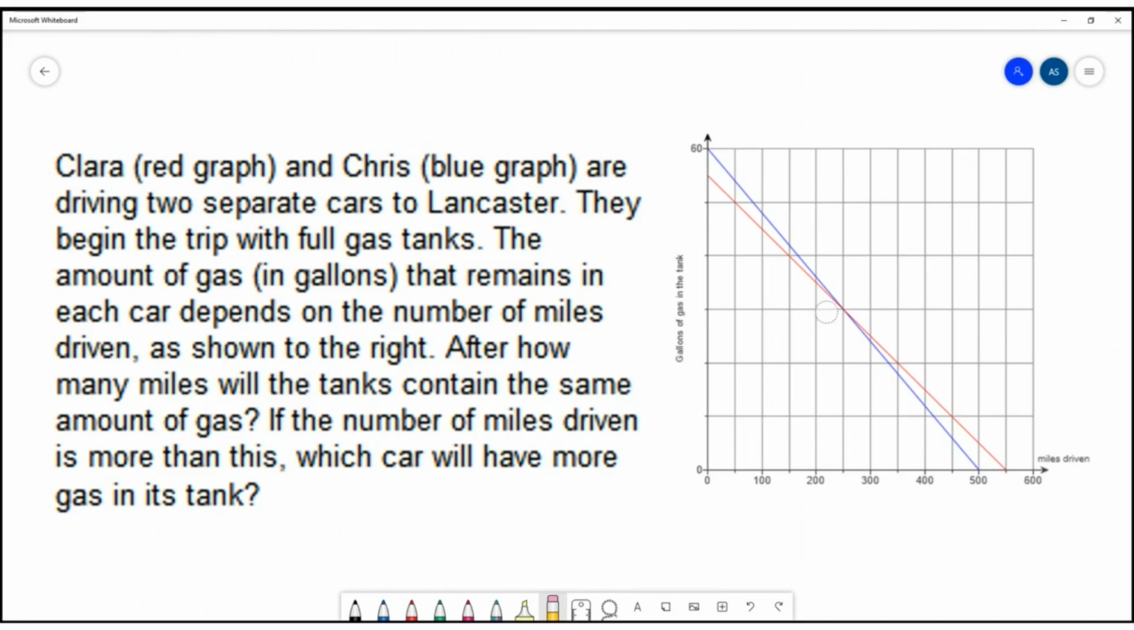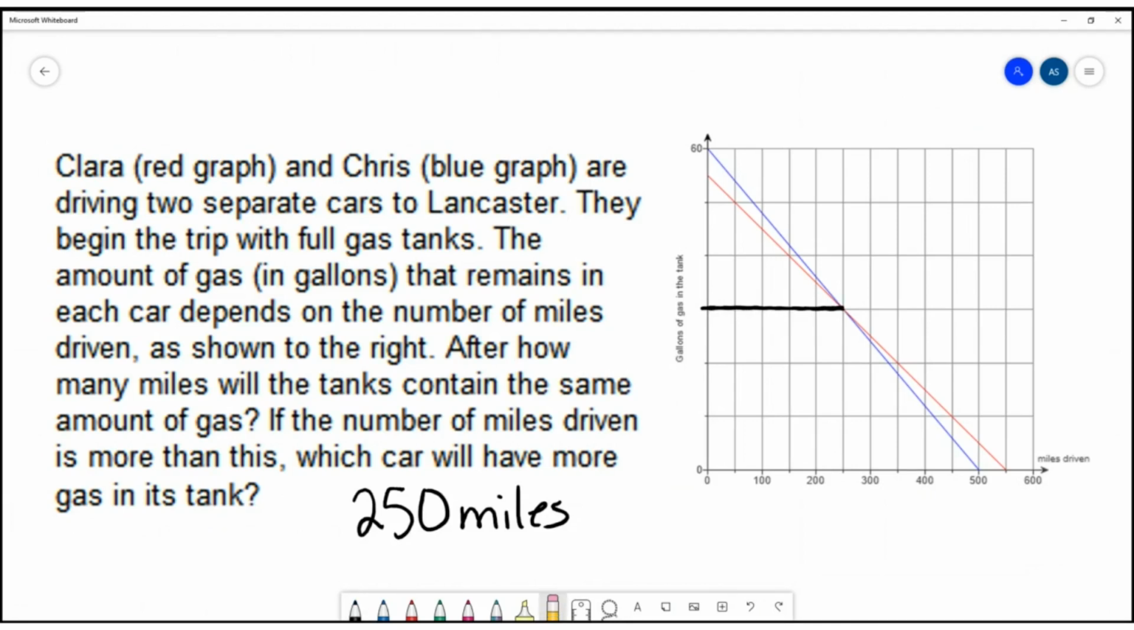So the same amount of gas happens right here, and that happens at this mark in between 200 and 300, so we're going to say that's 250. So at 250 miles, the 2 cars have the same amount of gas.